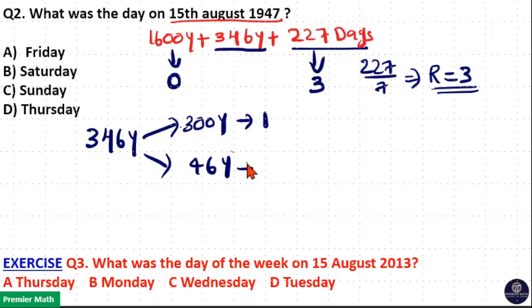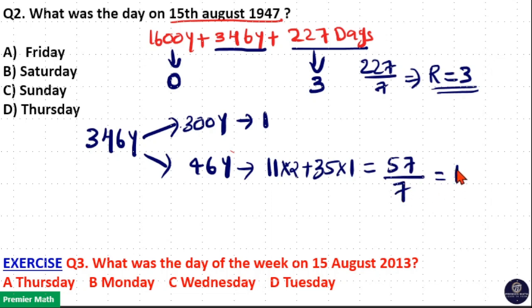Now in 46 years, 46 by 4 will give you 11. That is 11 leap years and remaining 35 non-leap years. So 11 into 2 plus 35 into 1, which is equal to 22 plus 35, that is 57. So if you divide 57 by 7, it will give you remainder 1, which means in 346 years there are 2 odd days: 1 plus 1, 2 odd days. Now here the total number of odd days is 3 plus 2, 5 odd days.